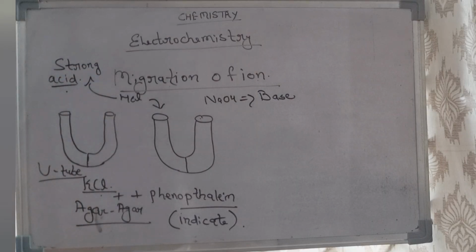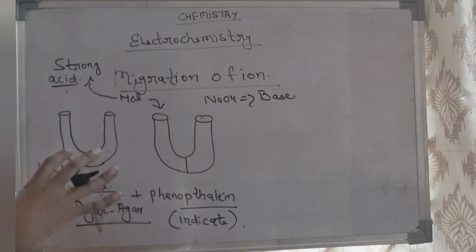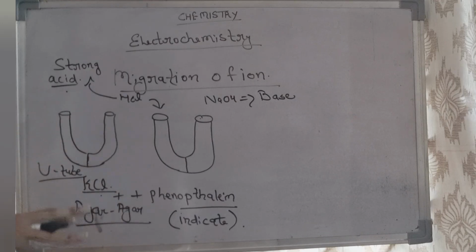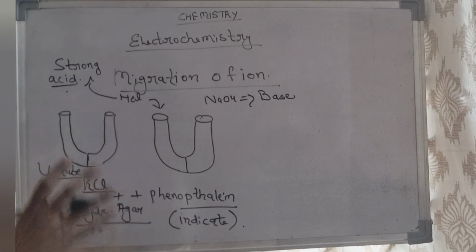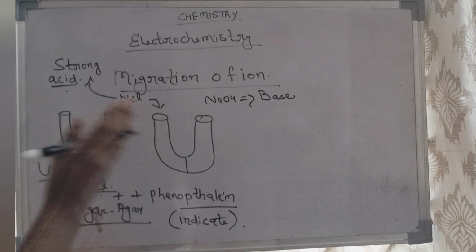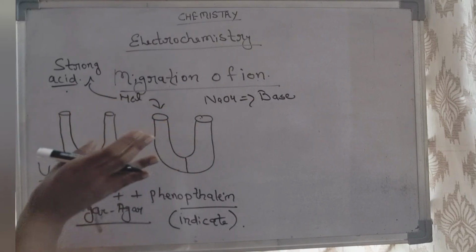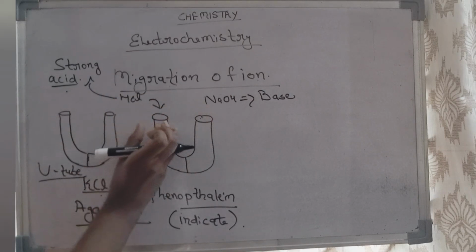Okay, this is your NaOH, a strong base, and this is your HCl, a strong acid. Now you have to pour in KCl, agar-agar and phenolphthalein solution. You have to pour NaOH and HCl only into separate tubes. This is one separated tube, this is the other separated tube.